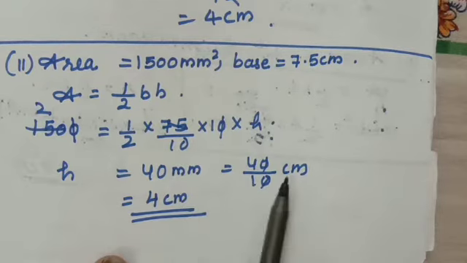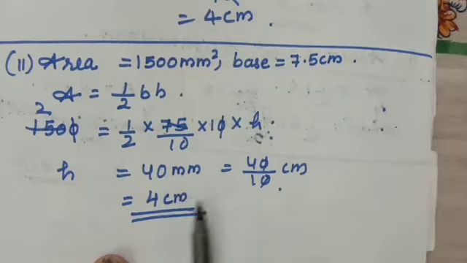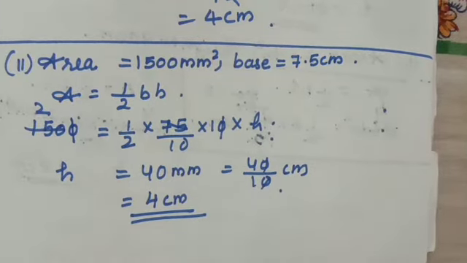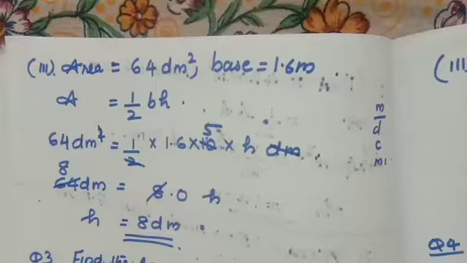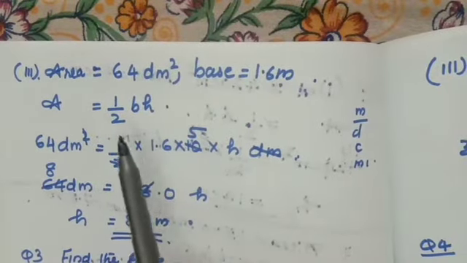We are converting millimeter to centimeter. How will you convert? You have to divide by 10. Millimeter you have to divide by 10, it will convert to centimeter. 1 centimeter equal to 10 millimeter. Clear children?